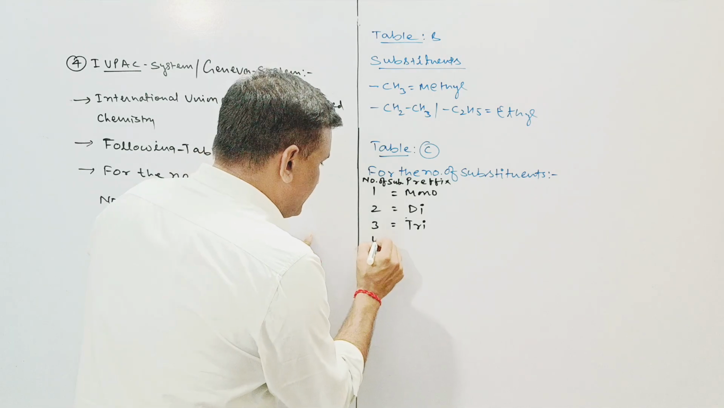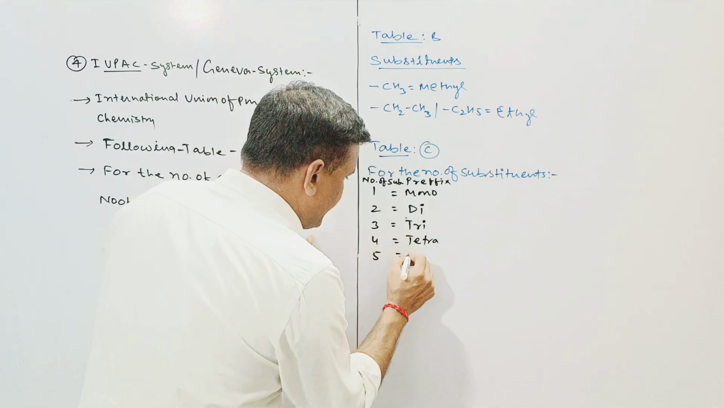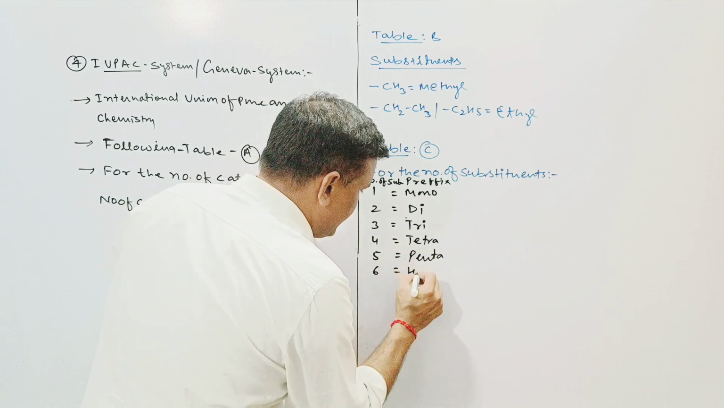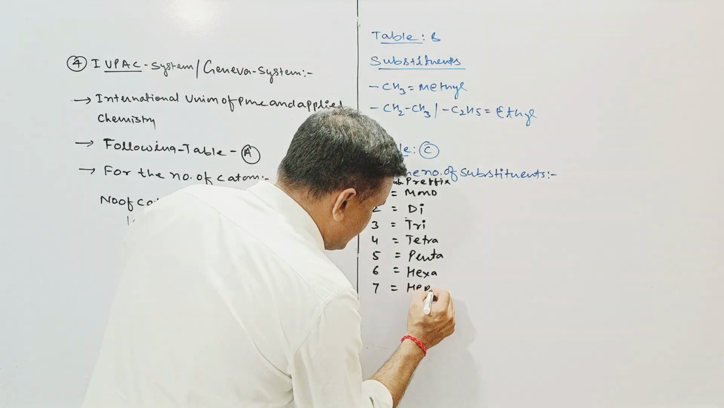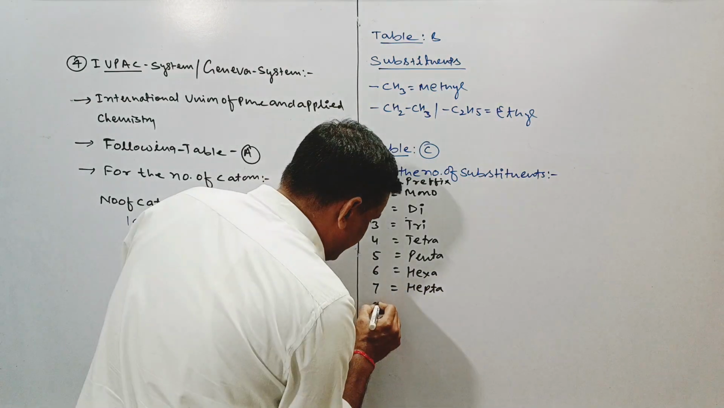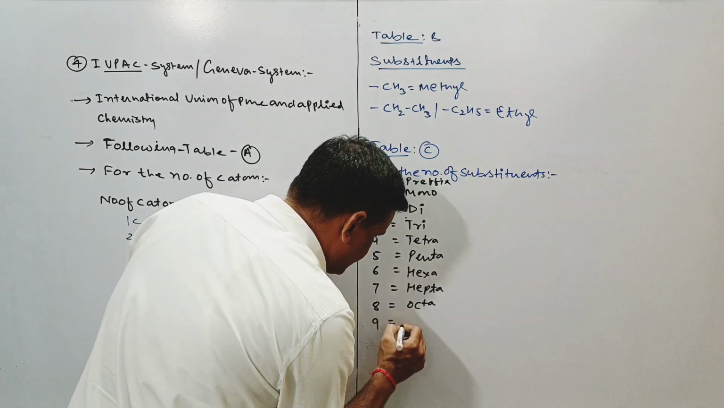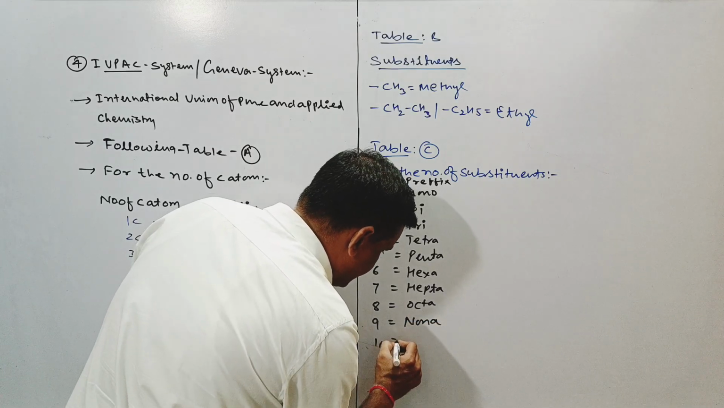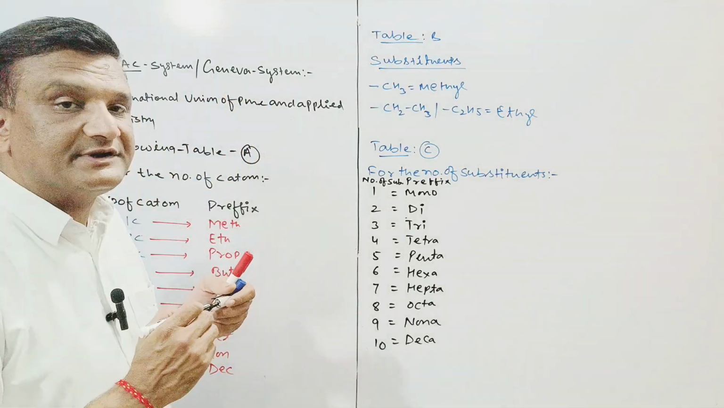So for 4 it will be tetra, for 5 it will be penta, for 6 it will be hexa, for 7 it will be hepta, for 8 it will be octa, for 9 it will be nona, and for 10 it will be deca. These are for the number of substituents.